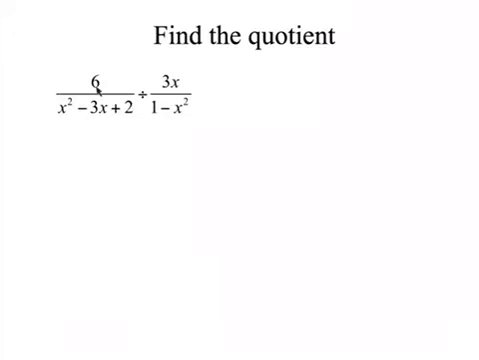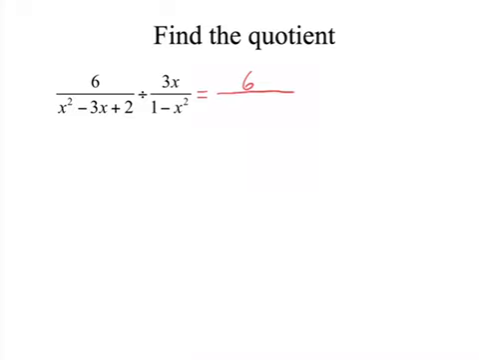So we want to divide these two. The answer to any division is called a quotient. So to do this, when you divide, you're going to flip the second one and multiply. But you first want to factor each piece. So what we got here is we keep the 6 on top.